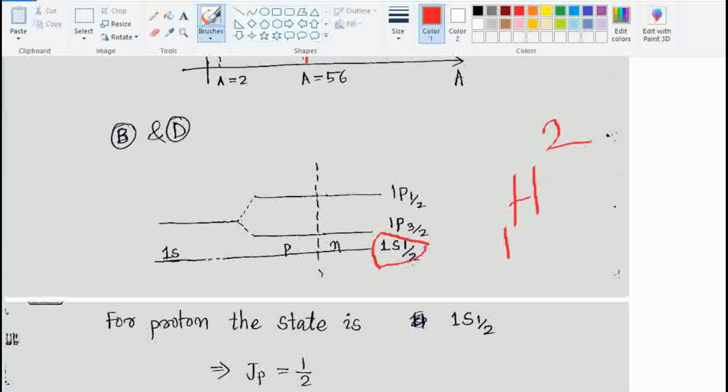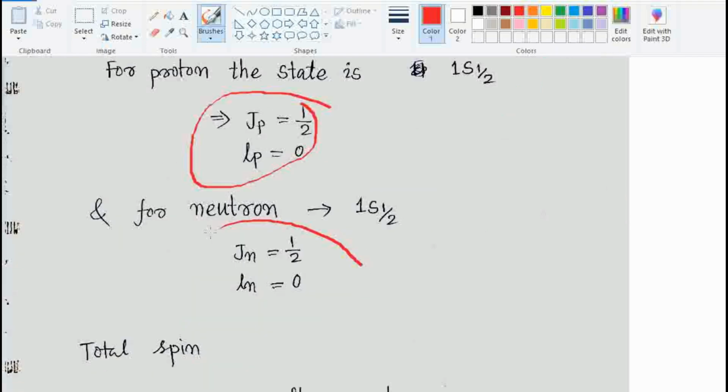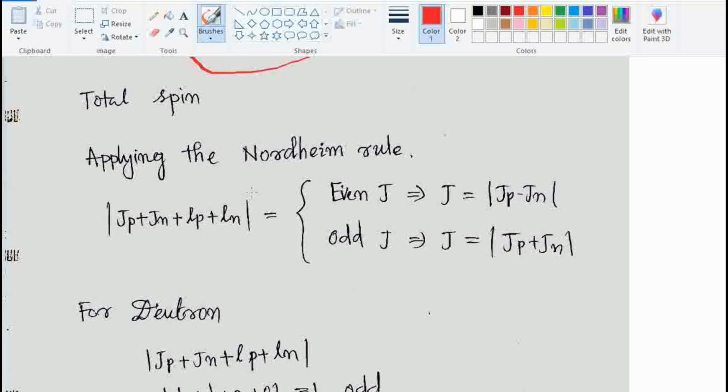For p, l equal to 1. For d, l equal to 2, like this. So for the proton this is the quantum number, and for the neutron this is the quantum number, and both are the same as they are residing in the same state. Now to find the spin of the nucleus you have to apply the Nordheim rule.